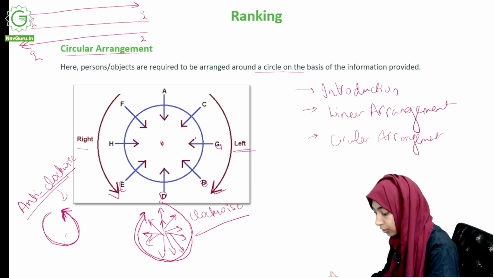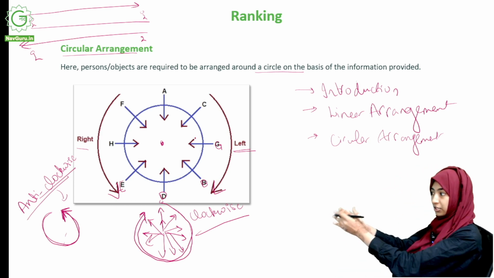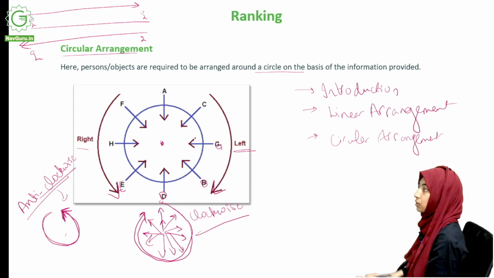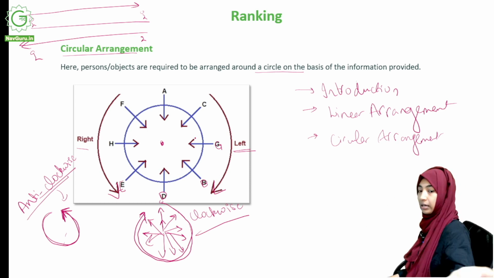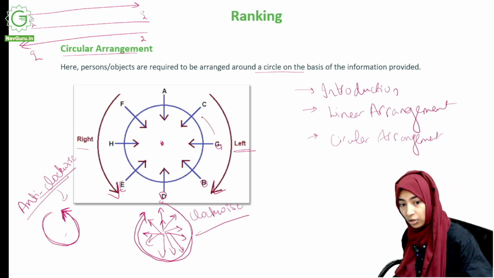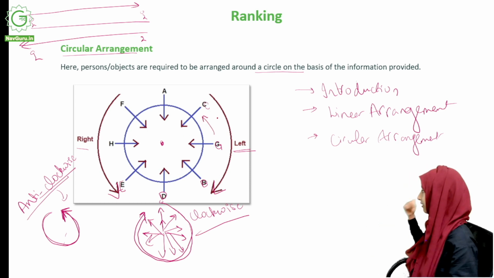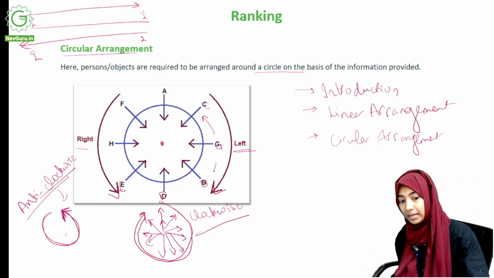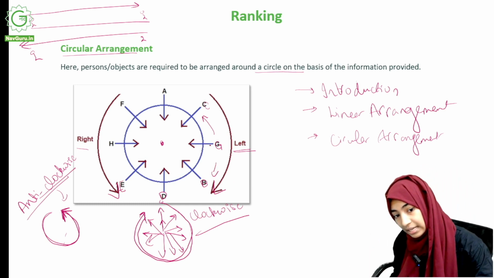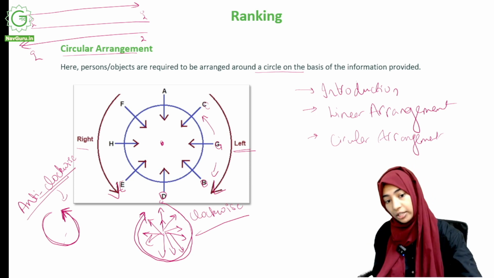Basically you will be G, as in you will be standing like this. So now where is your right? Your right is here. So C is at your right. Your left is here, so B is at your left. Just imagine yourself in this position. This is all that you have to do.